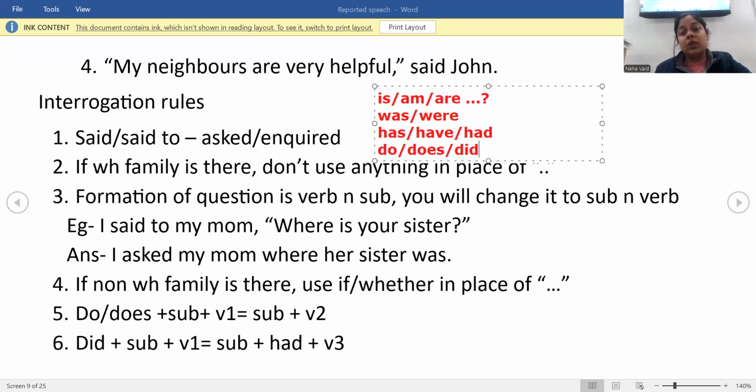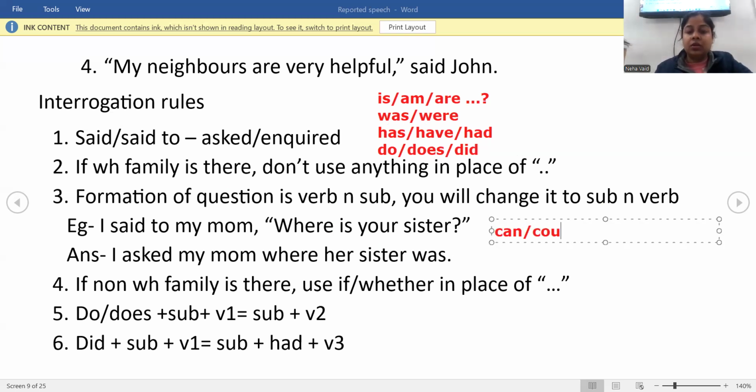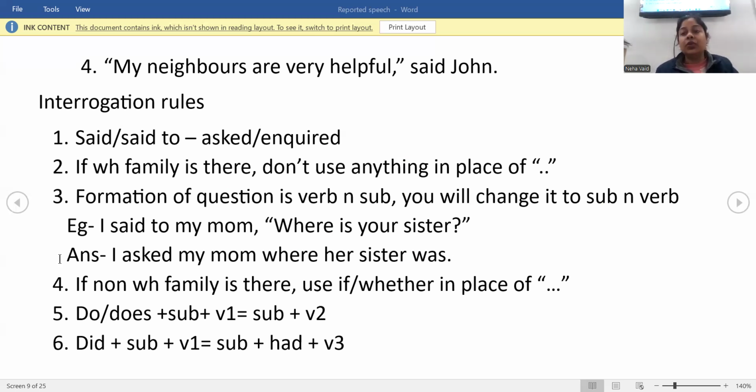And we can also pose a question using the modals, that is can, could, may, might. So there are many different forms in which we can pose a question other than the WH family. If it's a question but it is not used with WH starting, then it comes under the category of non-WH family. So what you need to do in that case? In the non-WH family case, you have to use if or whether in place of inverted commas. Yes, you heard it right.